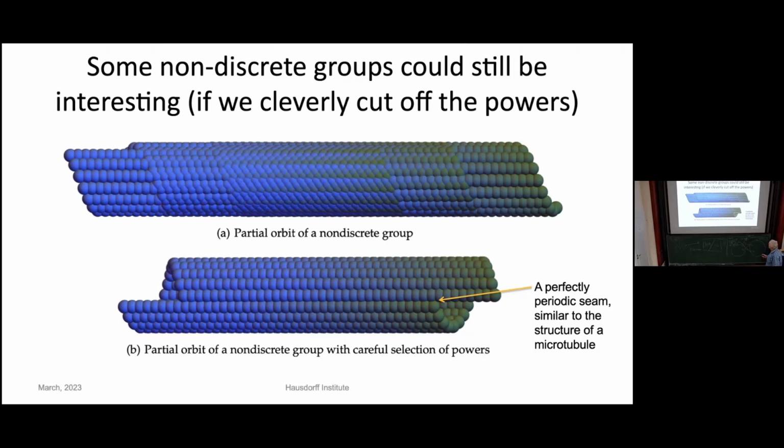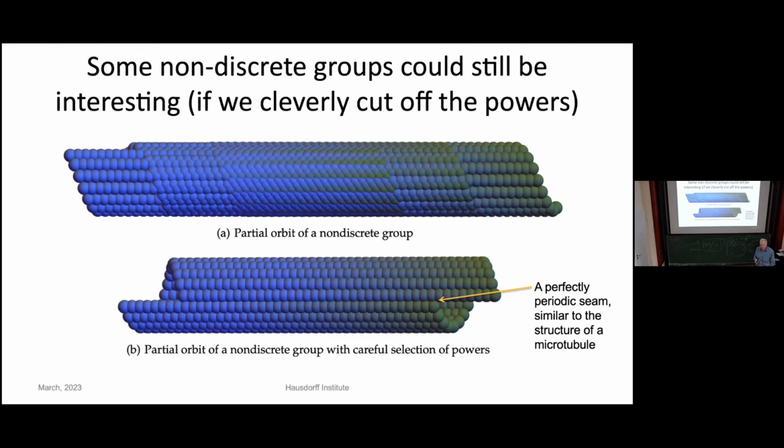And in fact, there are biological structures. Microtubules actually have this structure. They have a seam, and it's possible that has biological significance because they're always coming apart and going back together, and it could be that this seam is a nucleation site for that.